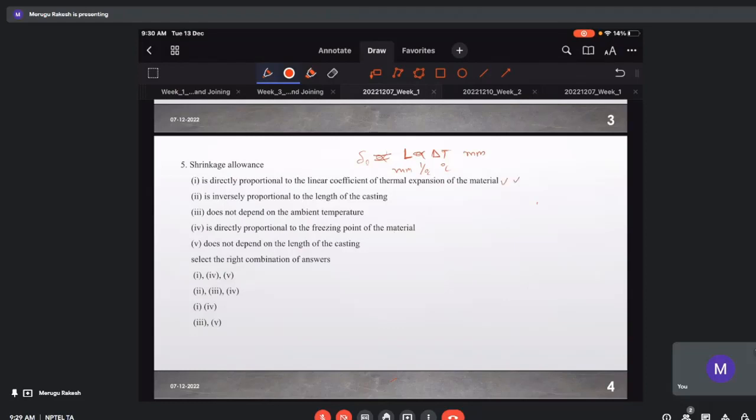Is inversely proportional to the length of the casting, wrong. Does not depend on the ambient temperature, no. Is directly proportional to the freezing point of the material, no. Does not depend on the length of the casting, no. This is wrong, it does depend. So you can remove options 2 and 5. This is gone. This is gone. This is gone. So this is the correct option.